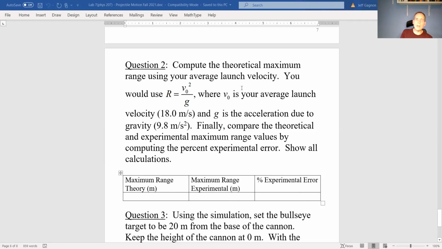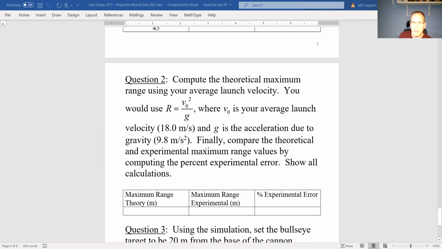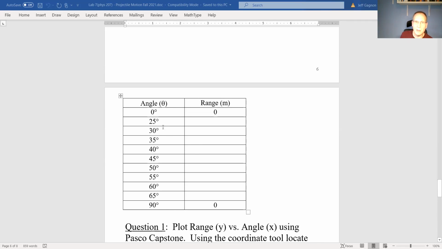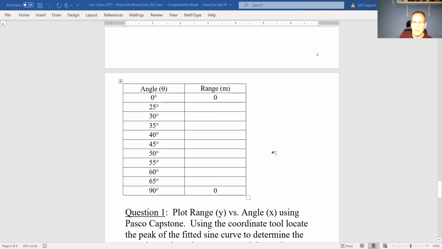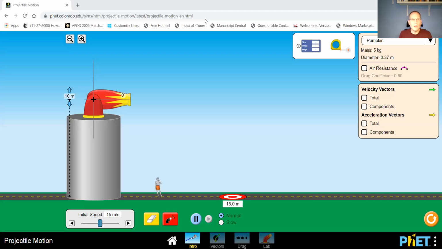Okay, so let me show you how to get this data. Like, how do you get this data so you can do your plots, do your graphs? So let me go to the simulation. Okay, so here's the simulation. So a couple of things.